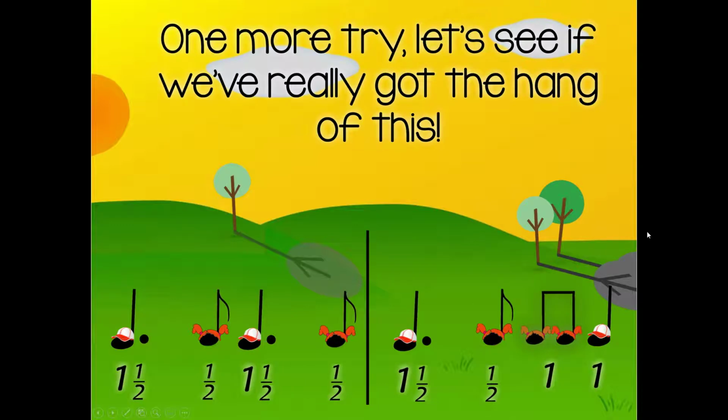One more try. Let's see if we've really got the hang of this. 1.5 plus 1/2, that's 2. 1.5 plus 1/2, that's another 2. 2 plus 2 equals 4. 1.5 plus 1/2 is 2. TT, or eighth note pairs, are 1 beat with 2 sounds in it. So that's 1, plus a quarter note, which is 1 beat. 1.5 plus 1/2 is 2, plus another 1 is 3, plus another 1 is 4.